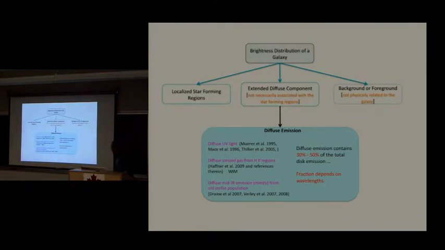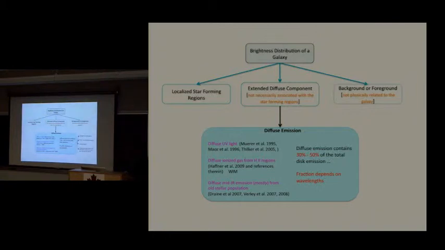They have different properties compared to the star-forming region in terms of density, in terms of temperature, and their distribution. So in general, this component contains 30 to 50% of the total emission of the disk. And this fraction obviously depends on the wavelength.